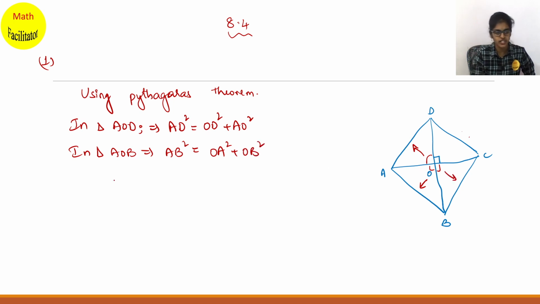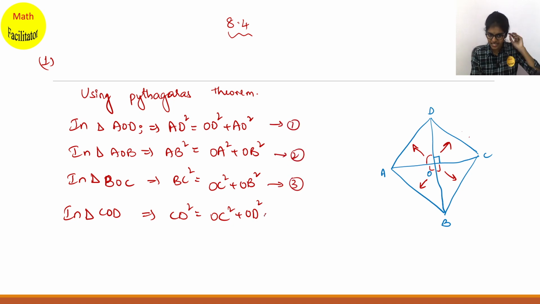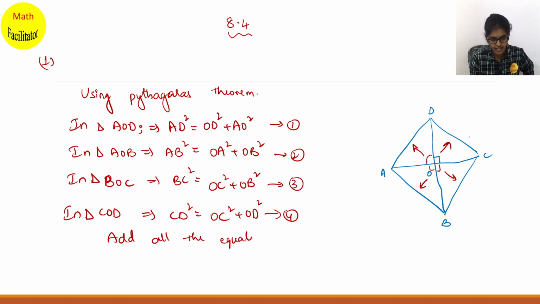Now again, this is the hypotenuse in this triangle. In triangle BOC, I can write BC square is equal to OC square plus OB square. Now in triangle COD, I can write CD square is equal to OC square plus OD square. So you got four equations, equation 1, equation 2, equation 3 and equation 4. So add all the equations. So let's add all the four equations.